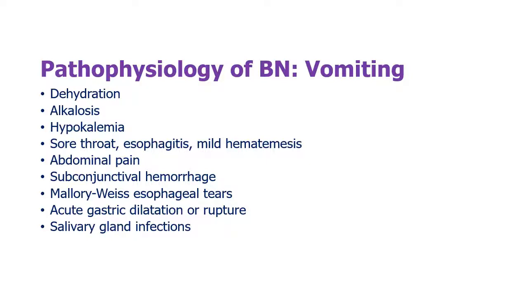Some more complications associated with vomiting are going to be, of course, dehydration. You're going to have that alkalosis because you are losing that hydrochloric acid in the vomit. So you're losing that acid, which leads to the metabolic alkalosis. And if you remember, a metabolic alkalosis pushes potassium into the cell. So you're going to have more potassium in the cell, which is going to mean less potassium in the serum, which is going to lead to hypokalemia.